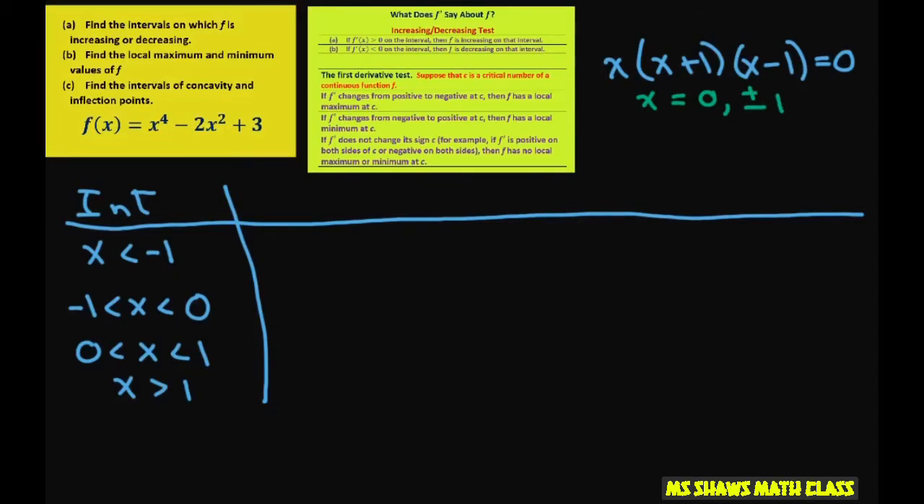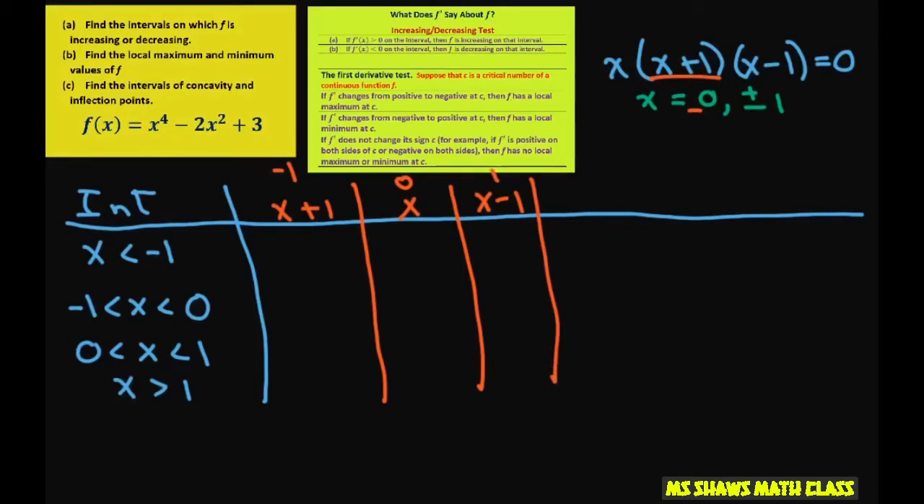So for this first one, I'm just going to go ahead and put x plus 1, because that's what gave us the negative 1. And then I'm going to put x, because that's what gave us the 0. And then I'm going to put x minus 1, because that's what gave us the 1. And then we're going to see what happens.